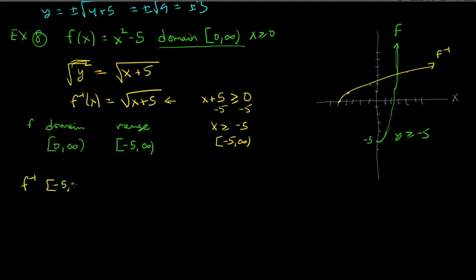And what's the range? Well, the range of the y values. Look at the graph. The smallest y value here is y equals 0, and it just goes up from there. So the range goes from 0 to infinity.